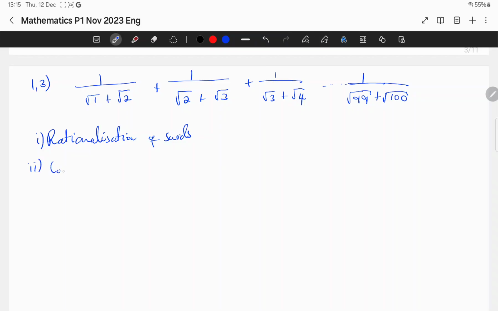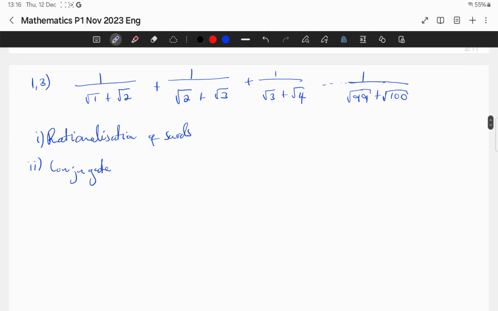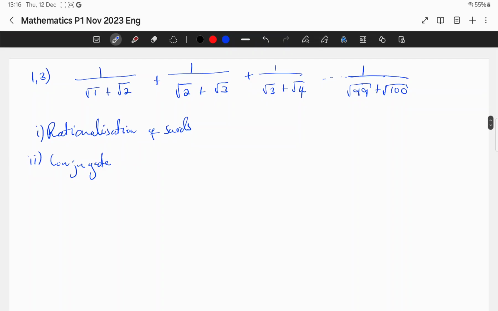The second concept you want to think about is the concept of the conjugate. The conjugate is the same term but with a negative in the middle. And what that does is allow you to use a difference of two squares approach to this. So what we'll do then is try to look at what we get when we simplify each term, and this technique will then be applied or extrapolated throughout the whole expression.